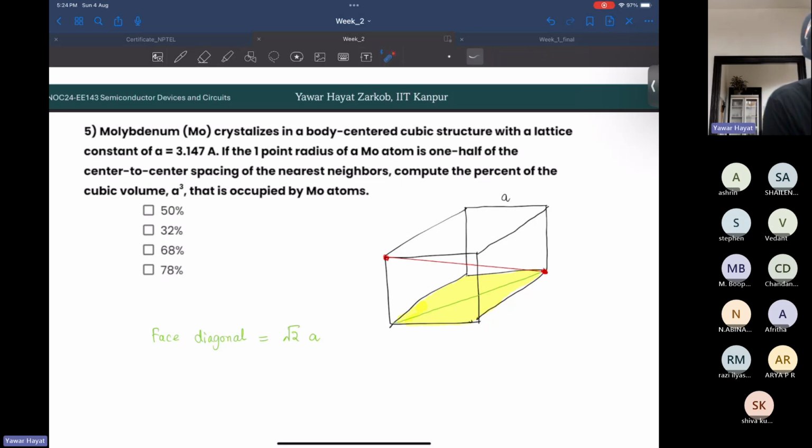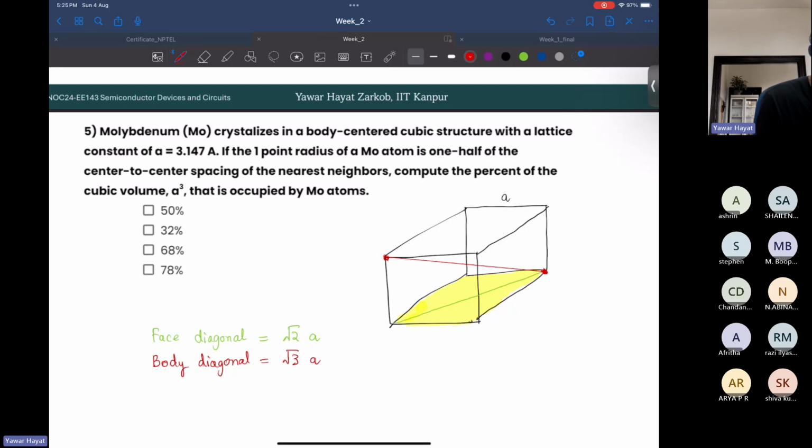Okay, let me help you out again. So to compute this, use this right triangle, right? This one, and this one. This is A. This is root 2A. So what should this be? Root 3A, correct. And this diagonal was body diagonal, right? So this is your body diagonal, root 3A, right?